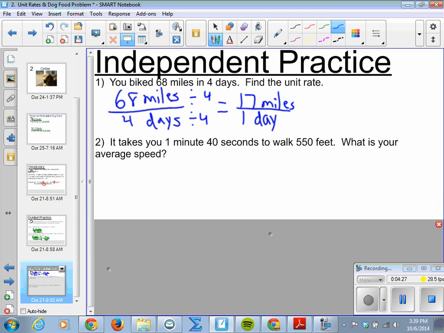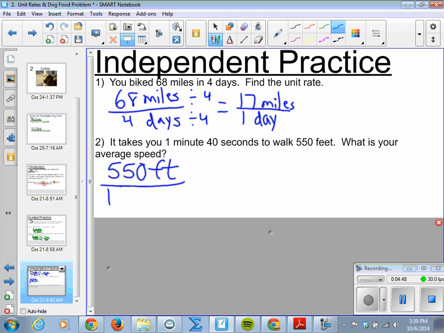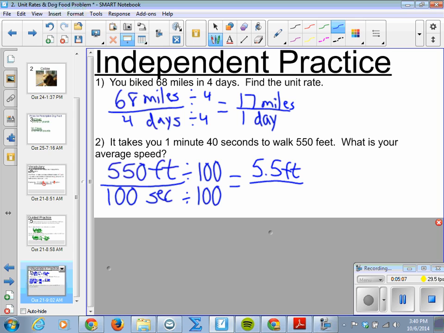Next, it takes you 1 minute 40 seconds to walk 550 feet. What is the average speed? Average speed, we're going to have our distance first, followed by our time unit. So we'll say we have 550 feet, and then instead of having minutes and seconds in our unit rate, let's make it all into seconds. So 1 minute 40 seconds should be 100 seconds. So we'll divide each part of this rate by our denominator, which leaves us with 5.5 feet in 1 second. Sounds pretty fast. It really isn't.